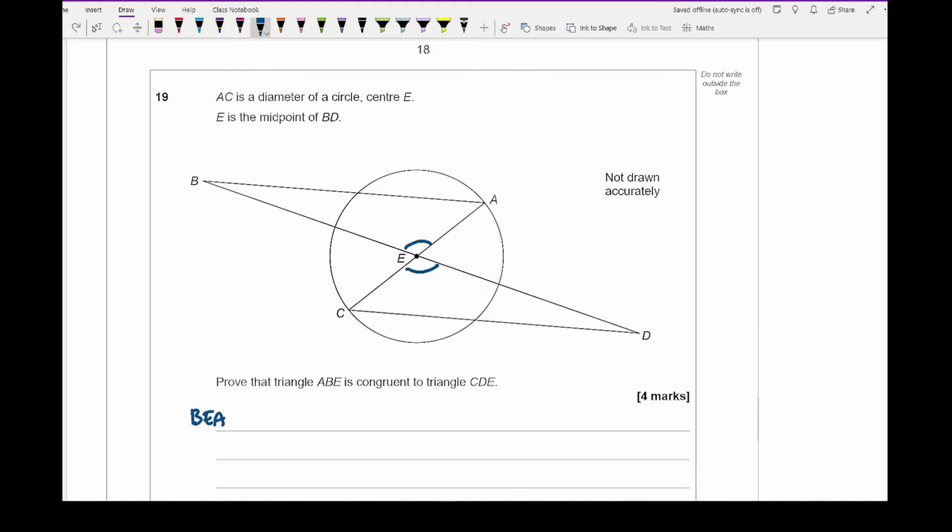So from this, we can say that angle BEA, or ABE, is equal to CED. And the reason for that is because they are opposite. And what that then tells me is that I've got an angle the same.